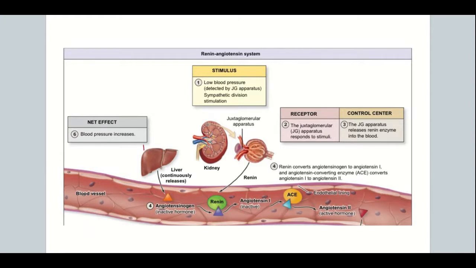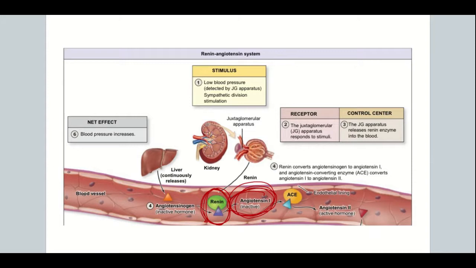Angiotensinogen comes from the liver. It is released by the liver continuously and doesn't really require a stimulus. It's just something the liver produces, and it's always part of your blood. However, angiotensinogen has that ending "gen": it is an inactive hormone. It needs to find the renin first. So if renin is found in your blood, it will find this angiotensinogen, they will interact together, and renin will convert angiotensinogen into angiotensin 1.